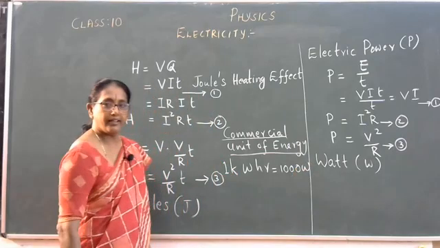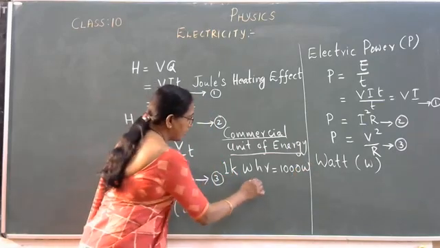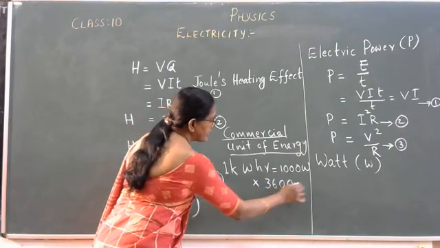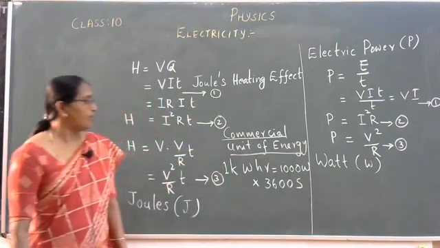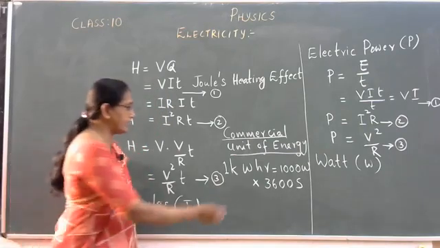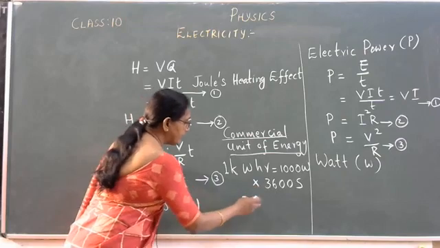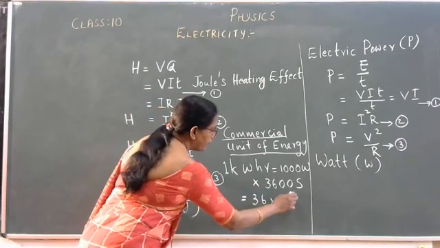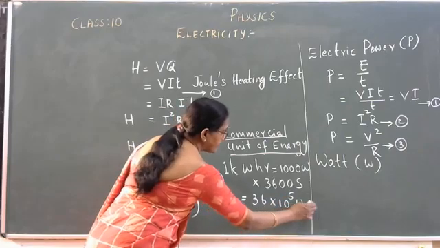1000 watt into how much? 1 hour. 1 hour is 3600 seconds. So 1 kilowatt is 1000 watt. 1000 watt into 3600 seconds. So this can be written as 36 into 10 to the power of 5 watt seconds.